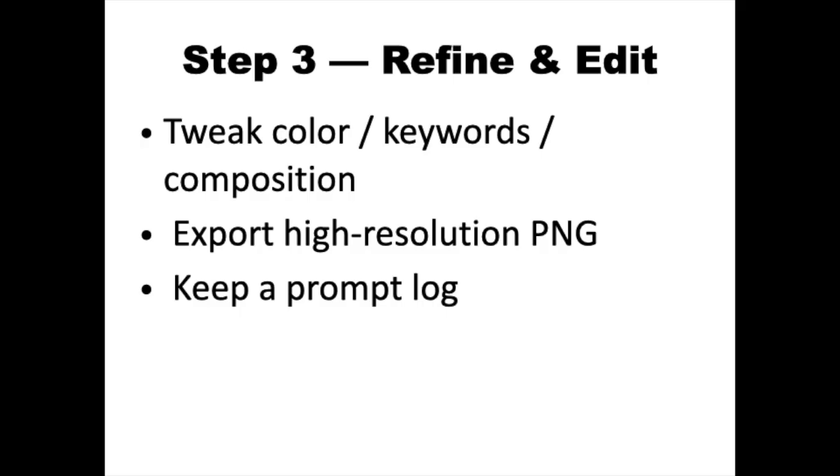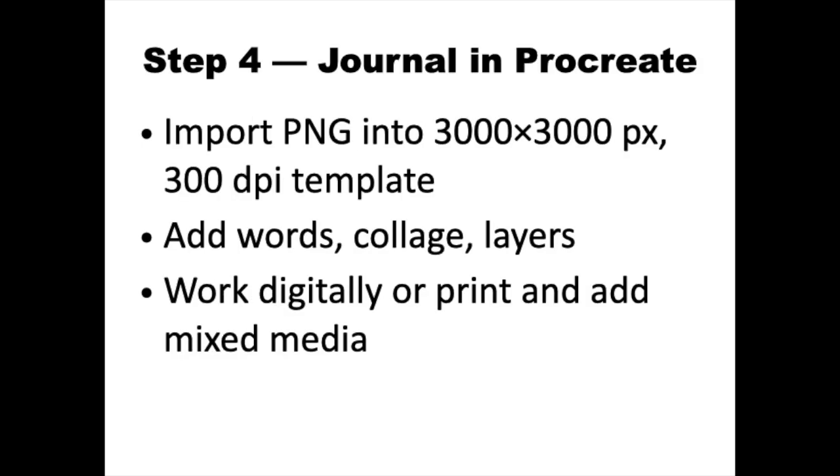Step 3 is to edit and refine your work. If needed, iterate the prompt. Tweak the color, add keywords, for example, more gold accents or less contrast, or use an in-painting edit tool to remove or reposition elements. When you're done, export a high-resolution PNG, and when you're satisfied, save the prompt and settings in a prompt log. Step 4, next, if you want to create on top of the image, you certainly can. You could print it out and collage over it, for example, adding words.